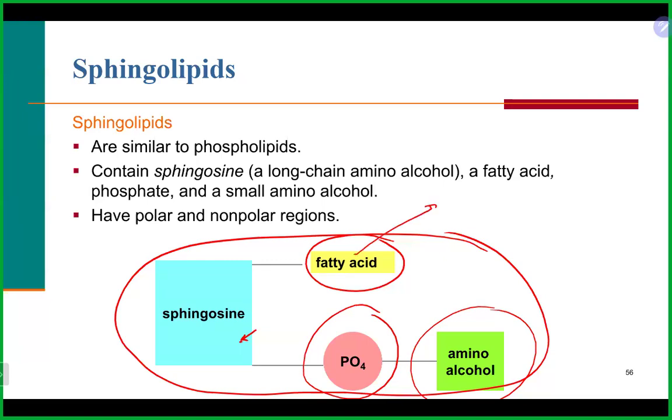Obviously, here our long fatty acid chain is going to be the non-polar part of it, as it has all those carbons and hydrogens, which is definitely non-polar. And over here we have alcohol and amino alcohol and some phosphate. That's going to be our polar part of this molecule, just like we saw in the previous one there.